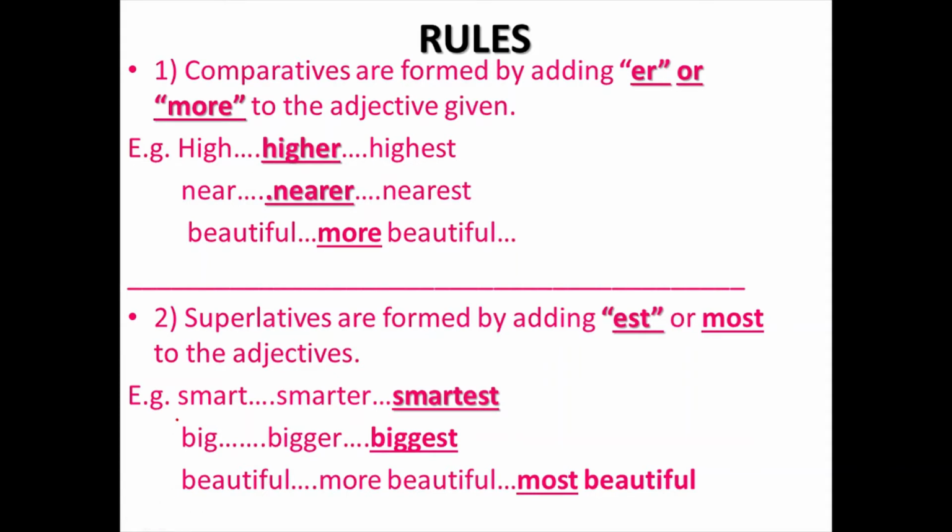So here are some rules that we will see, how to change positive degree adjectives into comparative and superlative. Comparatives are formed by adding er or more to the adjective. Whichever adjective is given, we add er or more to that adjective. For example, high, higher, highest; near, nearer, nearest; beautiful, more beautiful, and most beautiful. So this er is added, right?